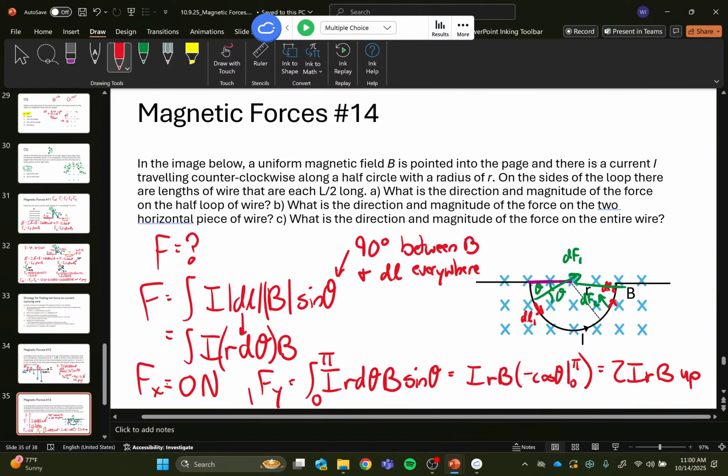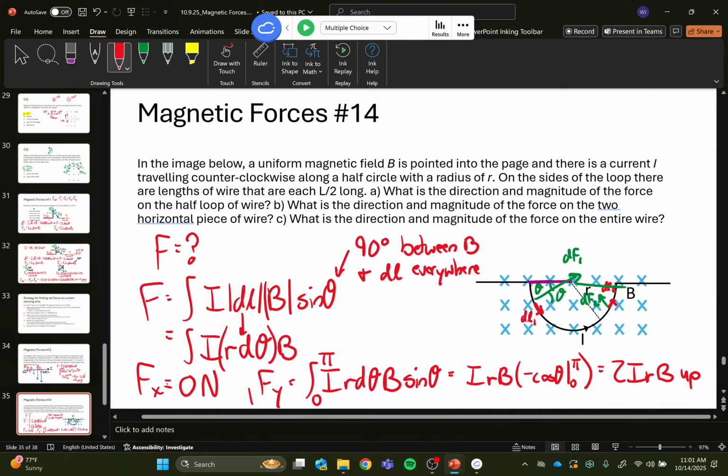I'm not going to do the straight lines. The straight lines are really straightforward. It's just ILB. So the straight wires, that's a good exercise for you. They're really easy. They're just I times L times B. Super easy.